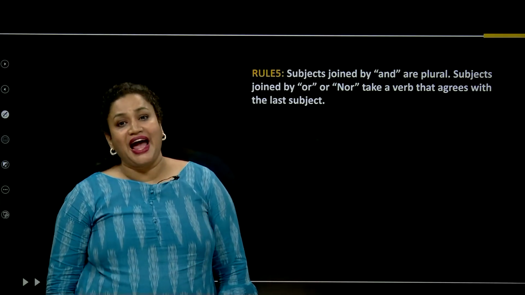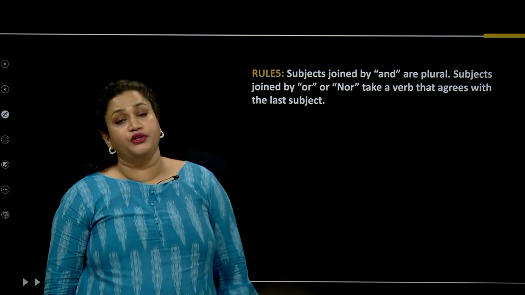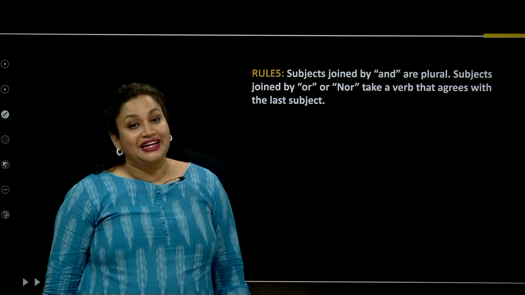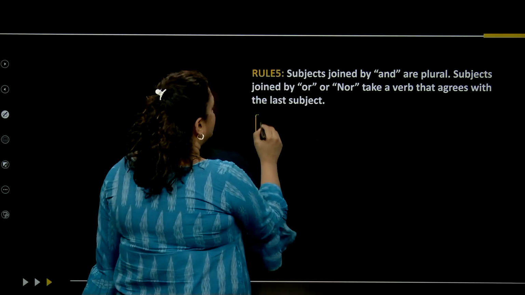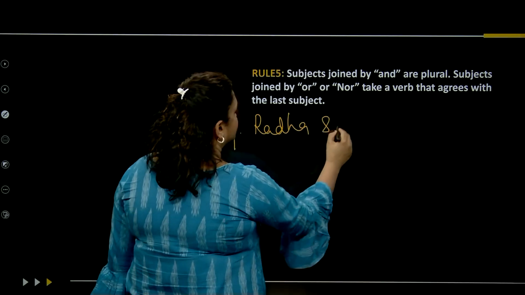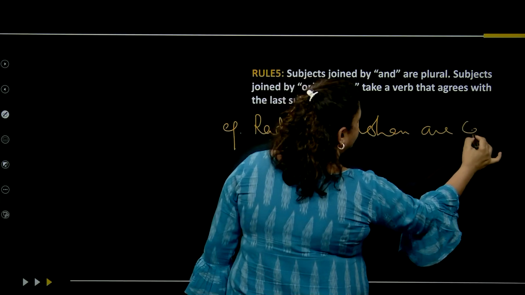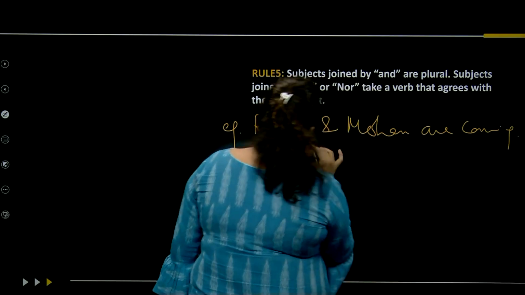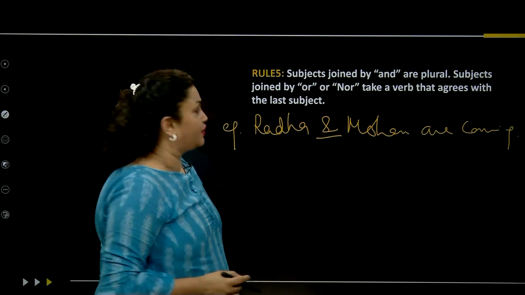Rules joined by "and" are plural. Subjects joined by or, either-or, or neither-nor take a verb that agrees with the last subject. For example, see, Radha and Mohan are coming. Right? When you are adding the sentences with an "and", it is what we are going to use.